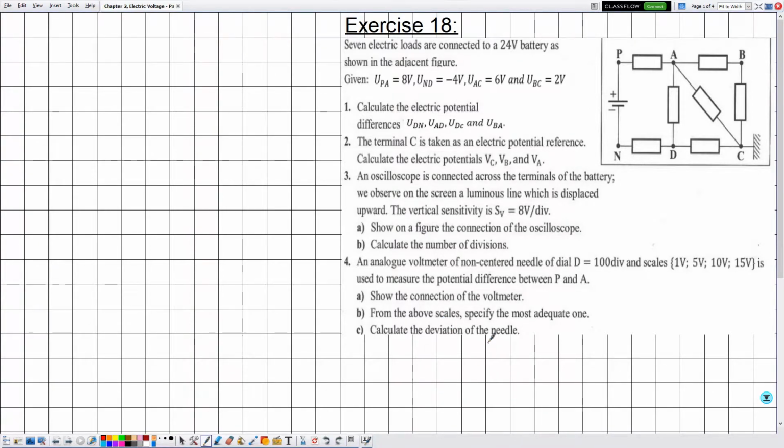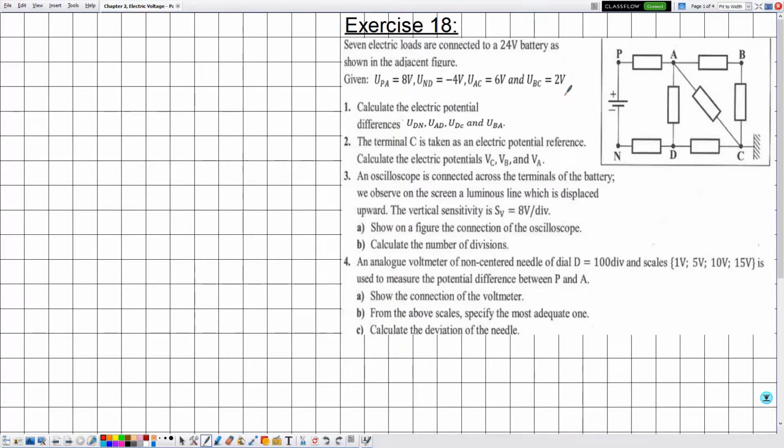Now in exercise number 18, 7 electric loads are connected to a 24 volts battery as shown in the adjacent figure. Then they mention this figure, now we can use it. As we have mentioned previously, the trick in solving such type of exercises is to label the voltage on the electric circuit itself in addition to their names.